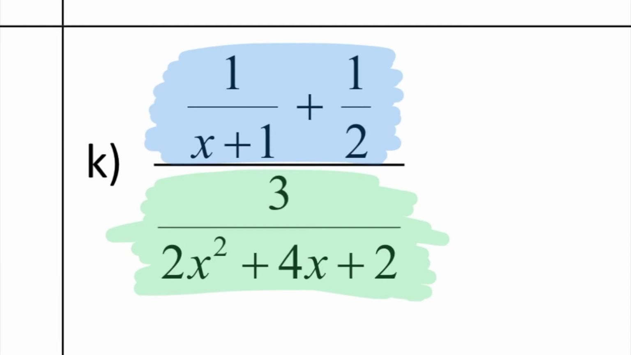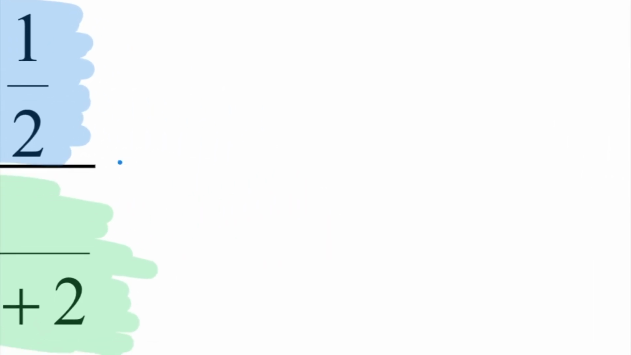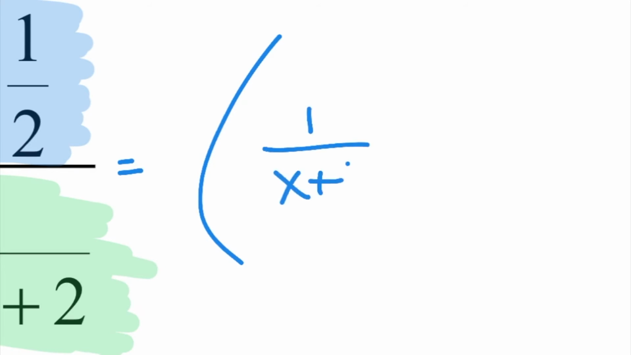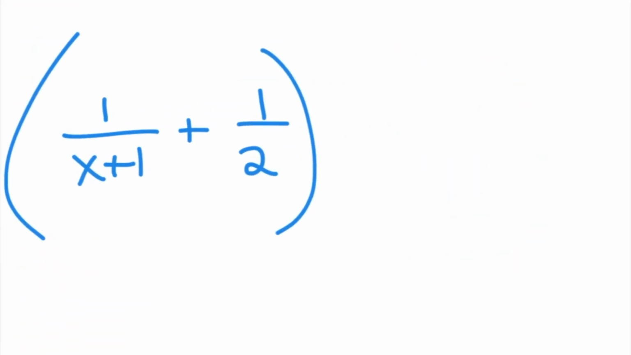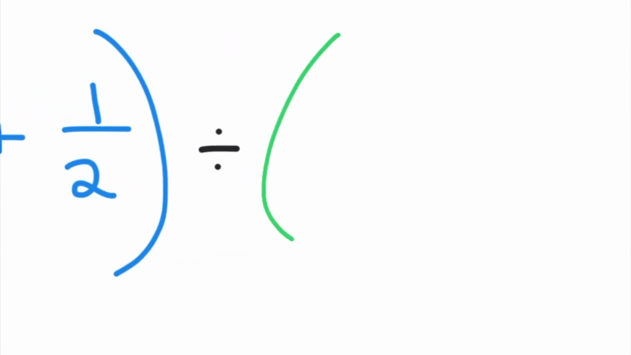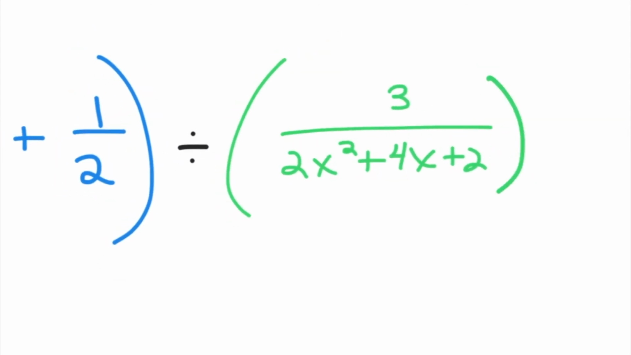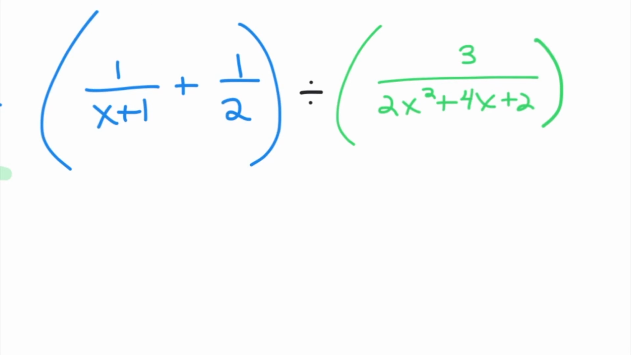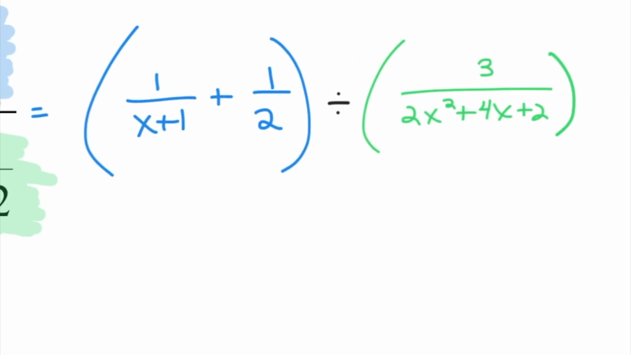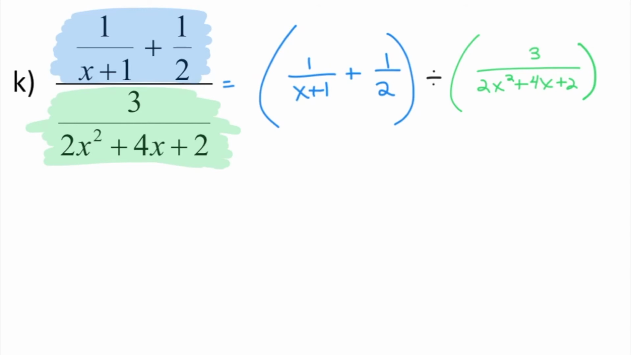And again, I'm going to write that out as a division problem. So I'm going to start with a big set of parentheses and write 1 over x plus 1 plus 1/2, big parentheses, divided by, and then that big denominator, that is one ugly denominator, 3 over 2x squared plus 4x plus 2, because I couldn't have given you a problem that didn't have so many little different moving parts, could I? So now you've rewritten that as a division problem.